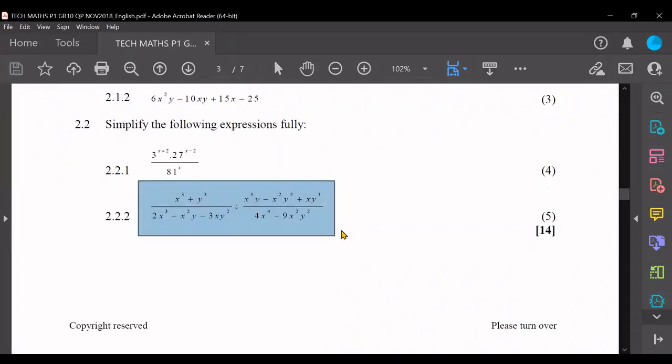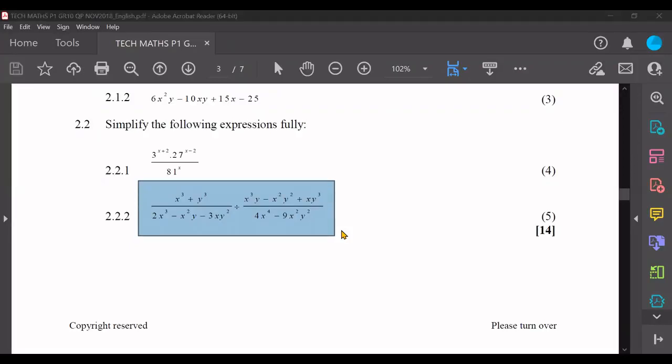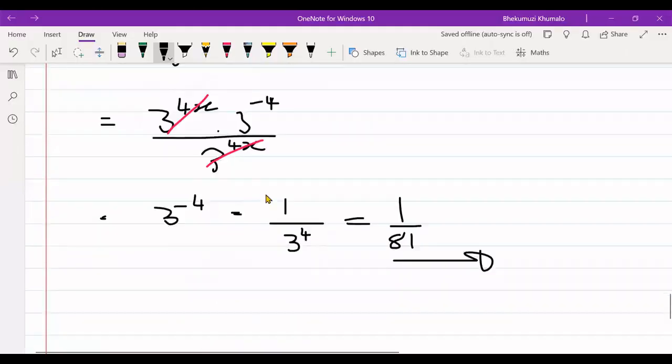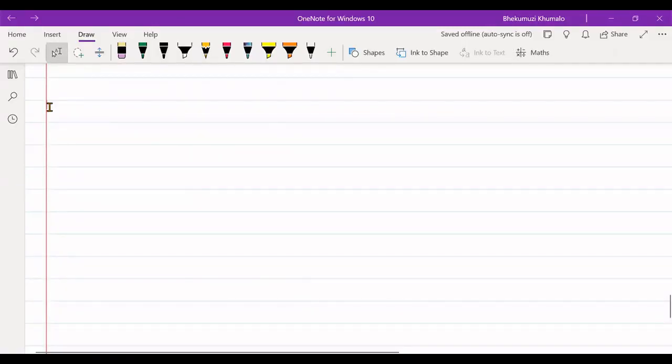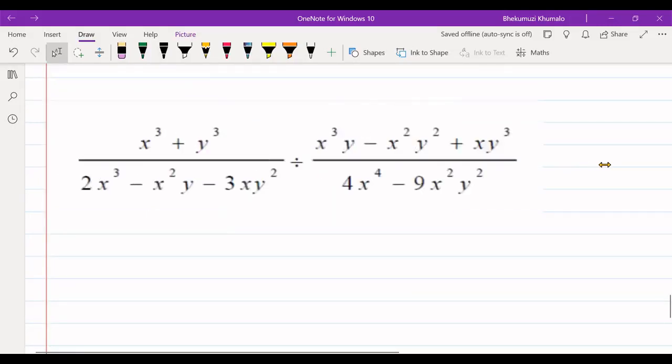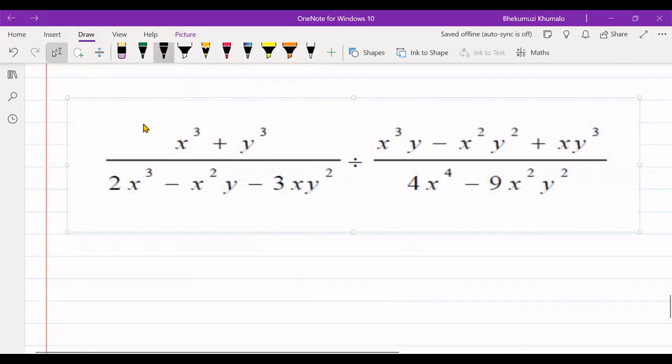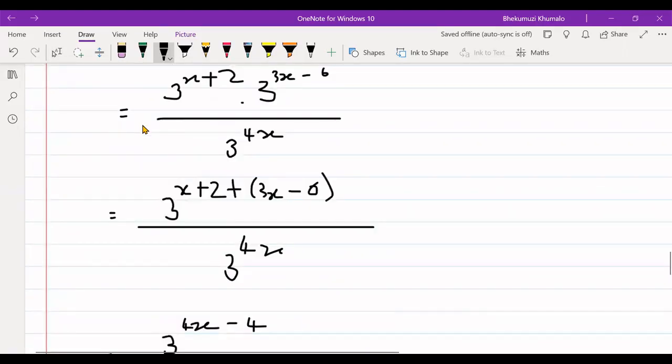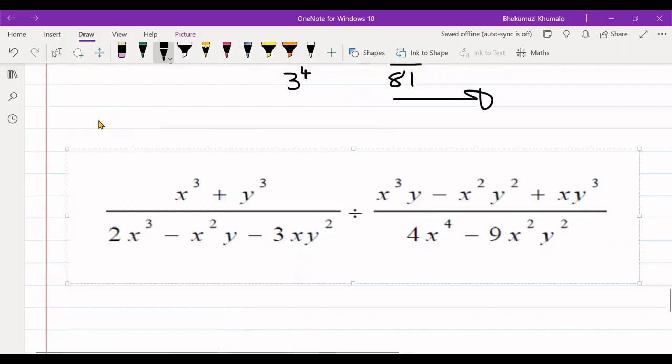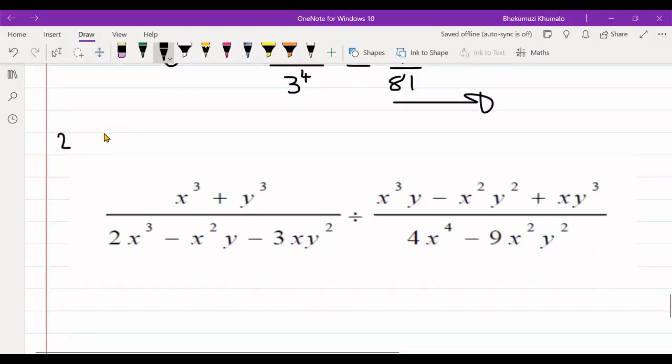Okay, so this next question is basically algebraic fractions, and we have to simplify these algebraic fractions. Now, the first thing that you should think of whenever you're dealing with such a question is that you need to try and look at places where you can simplify, right? And this is 2.2.2. So you're looking for places where you can factorize. So you first look at each numerator and each denominator, and if you can factorize it, first factorize before doing anything else.